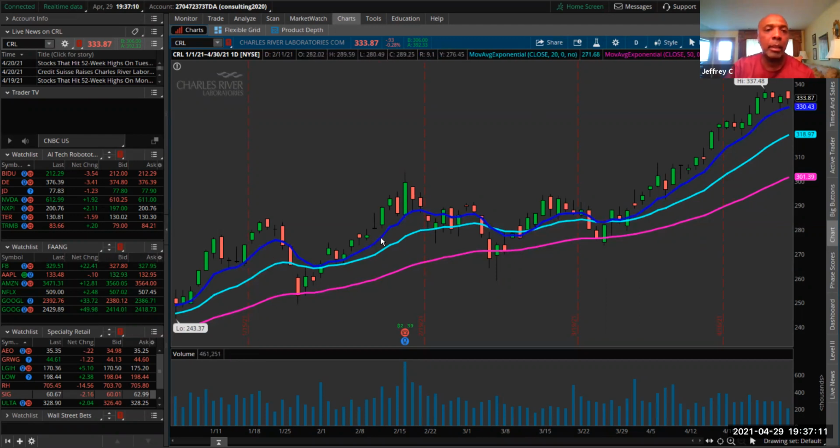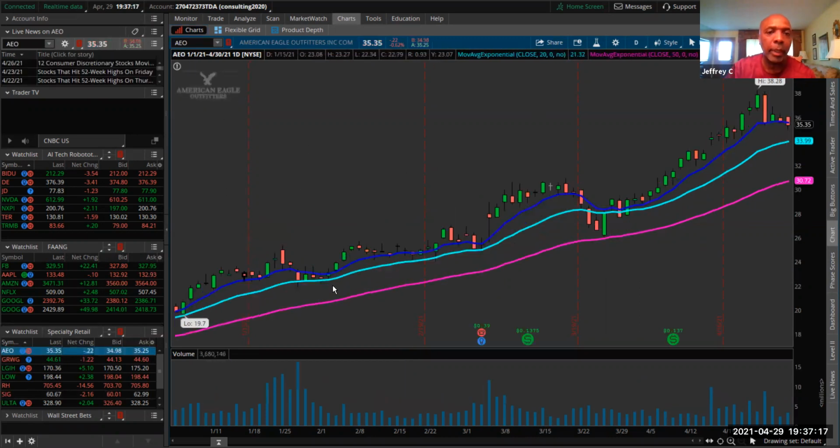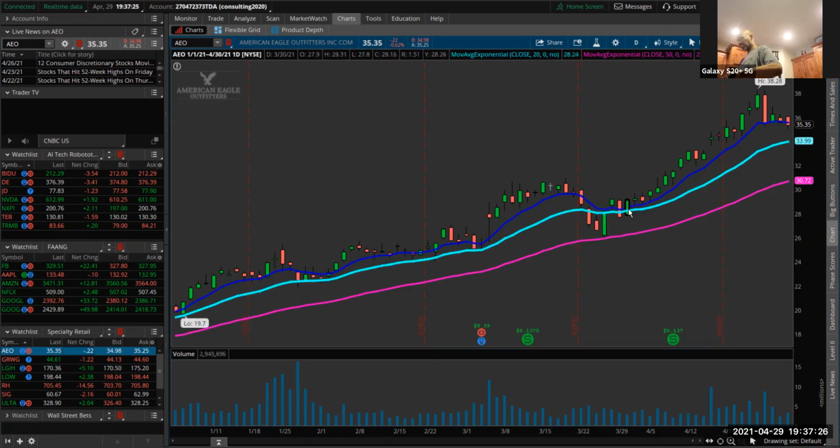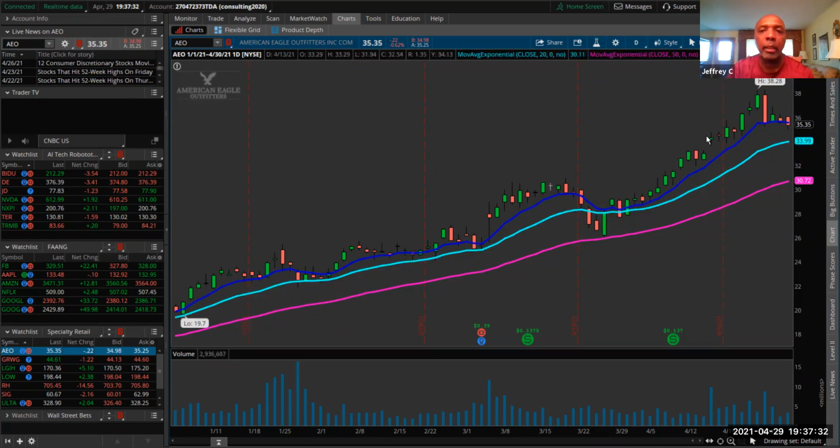Because as they say, the chart tells a story. For example, let me take a look at this. This is American Eagle. It's just been steady trending. It came down for a minute, came below the 8 and the 20, but the 8 never came below it. So it never really had a serious downward trend. It's steady going up, steady going up.